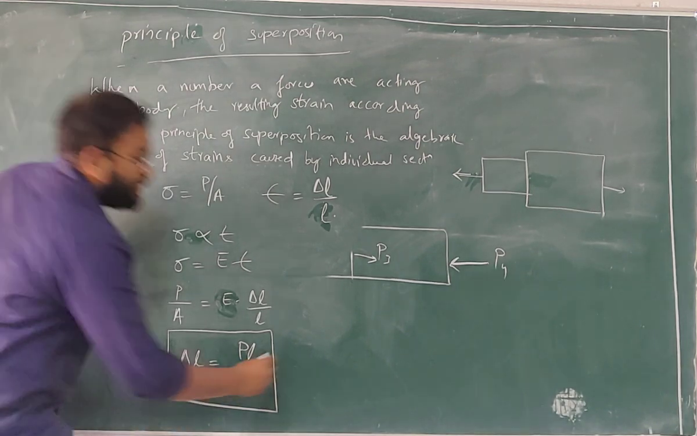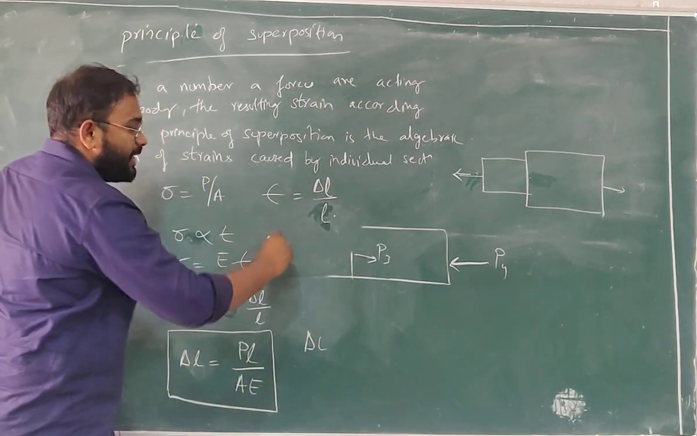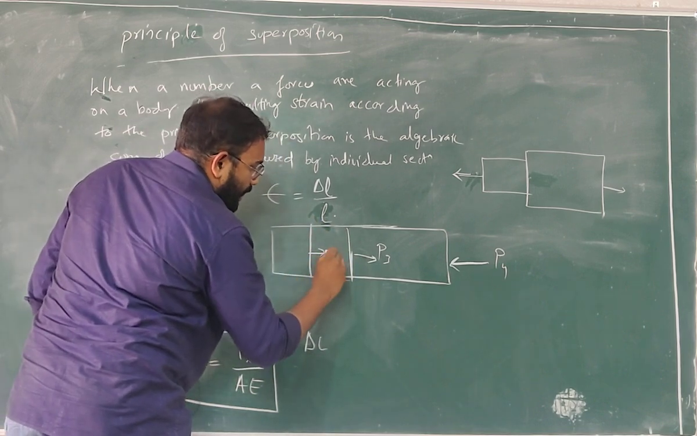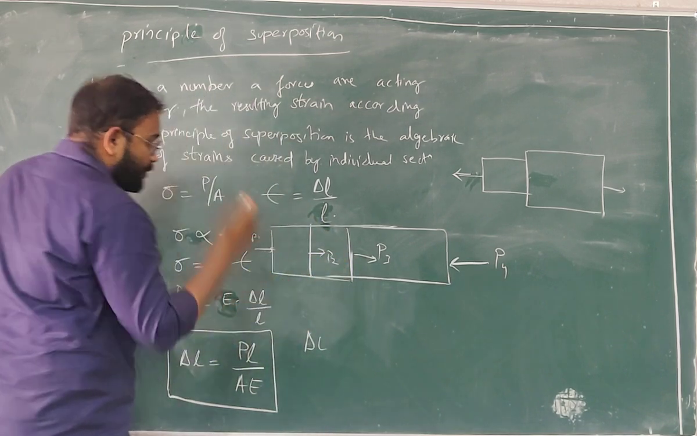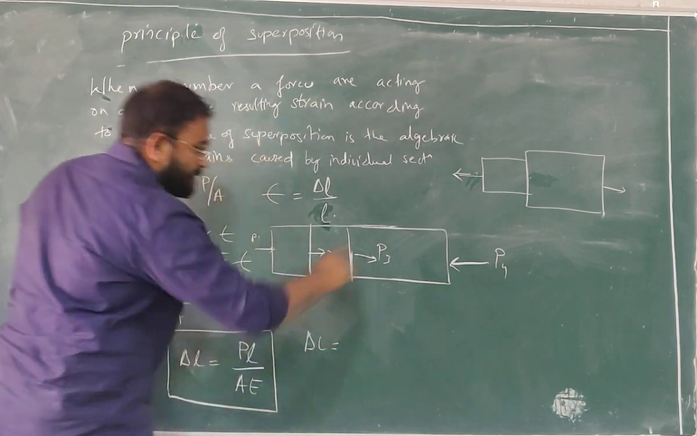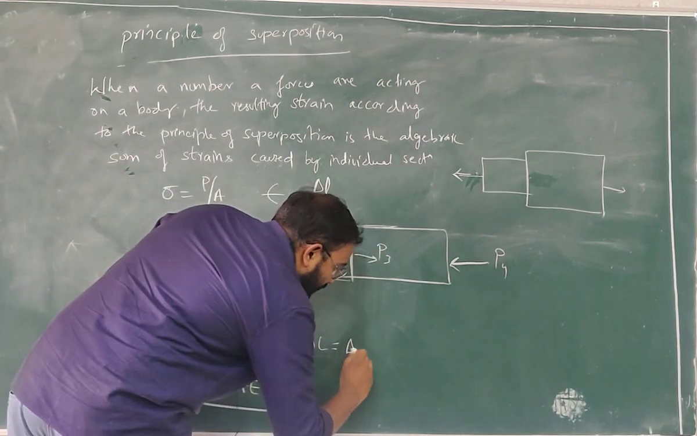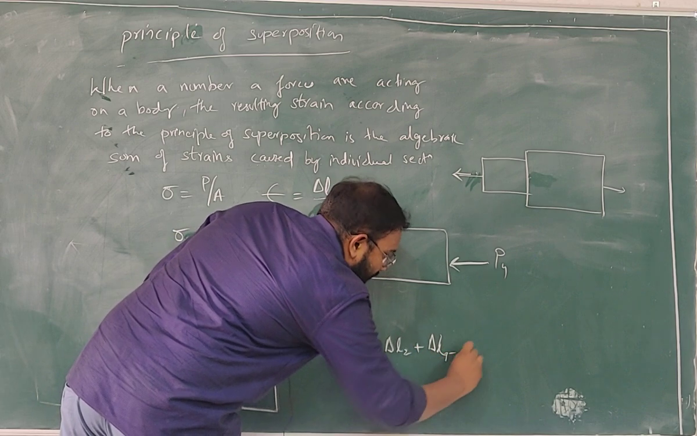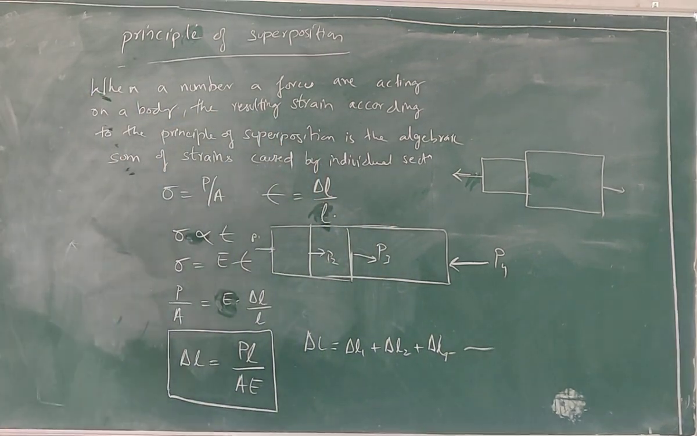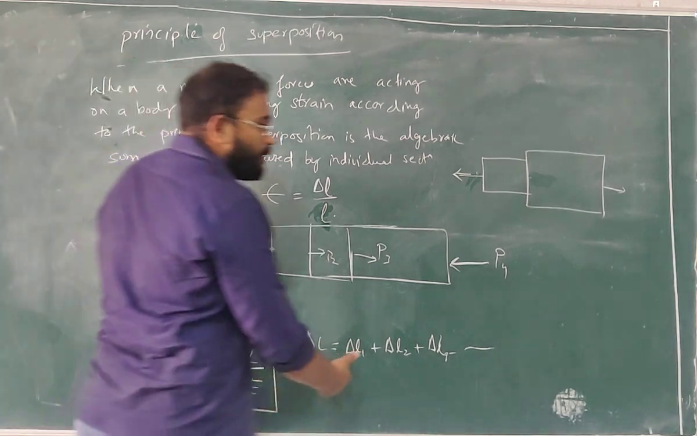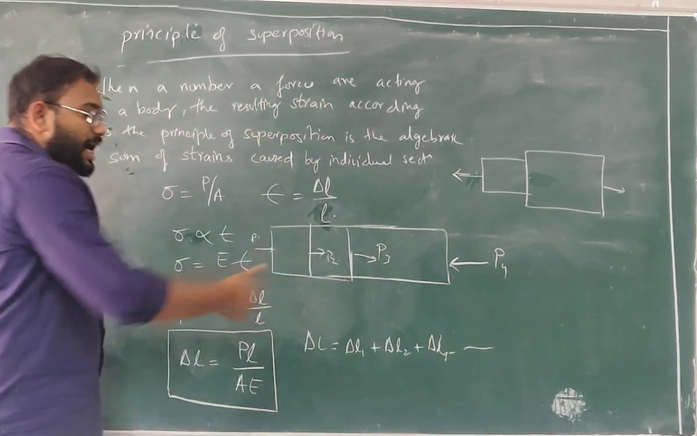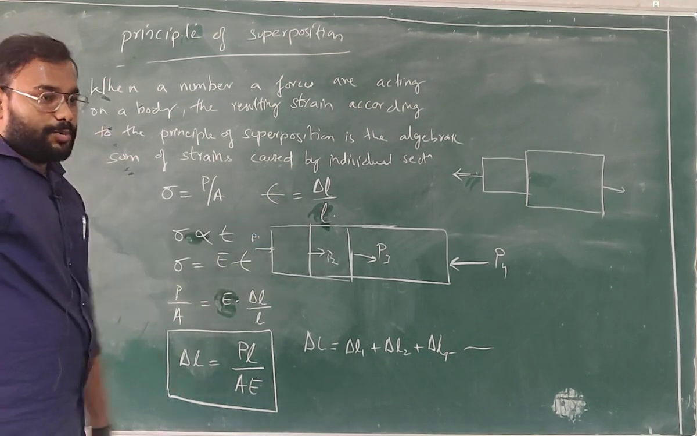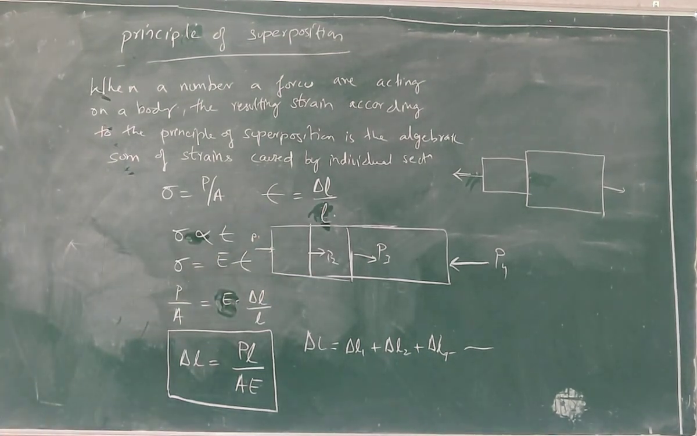Similarly, delta L for this complete component, suppose this was your component acted upon by some forces, the change in length for this complete component will be delta L1 plus delta L2 plus delta L3 and so on. However many members you have, you need to calculate the change in length of each and algebraically add them to get the complete change in length of this component. Please make a note of this.